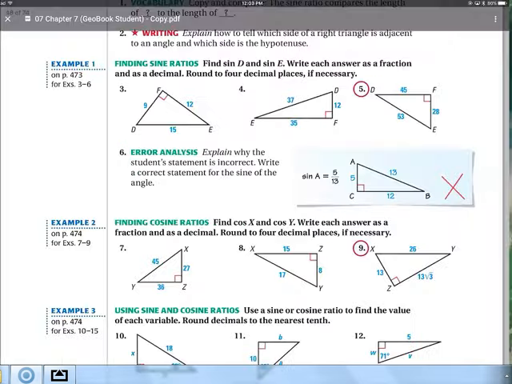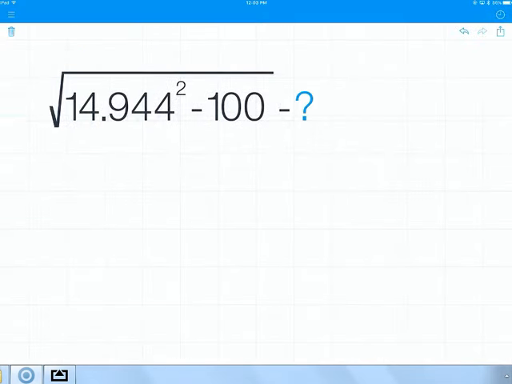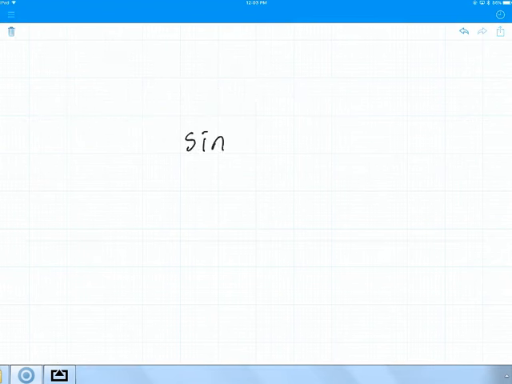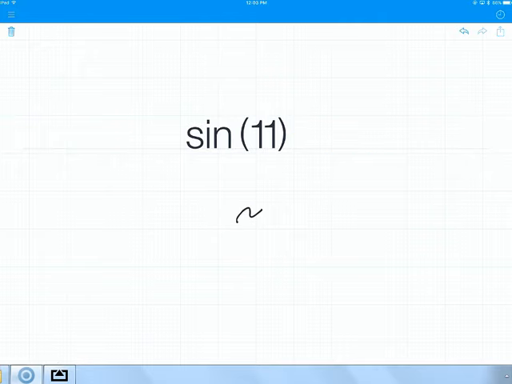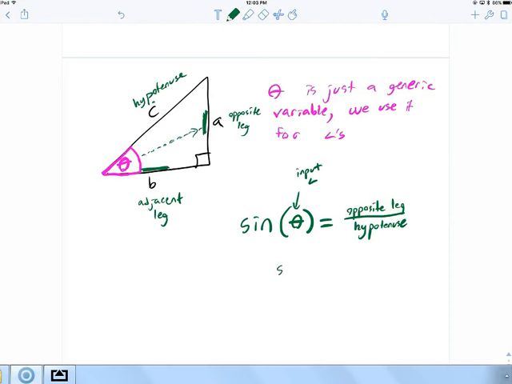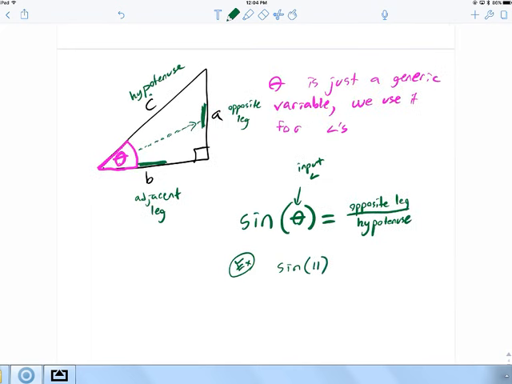I could actually go over to my calculator here, and I could say, all right, well, what is the sine of 11 degrees? So the ratio of those sides is always going to be roughly 0.190. This is just an example: the sine of 11 degrees is going to be this irrational decimal going on forever, which is around 0.190. So that is an approximate ratio.